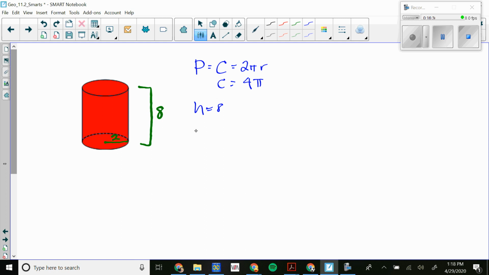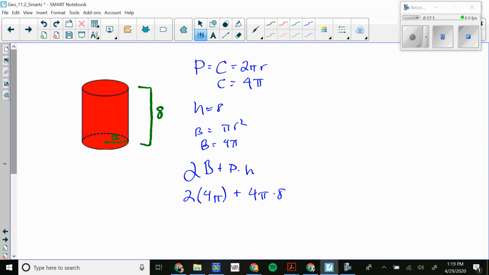We also need to know the area of one of the bases, and the area of a circle is pi r squared. So in this case, the base, if I replace r with 2, 2 squared is 4, so that's 4 pi. So now the formula 2b plus the perimeter times the height is going to be 2 times our base, which is 4 pi. Oops, sorry about that. Plus P is 4 pi. That's the same thing as our circumference. 4 pi times our height of 8.